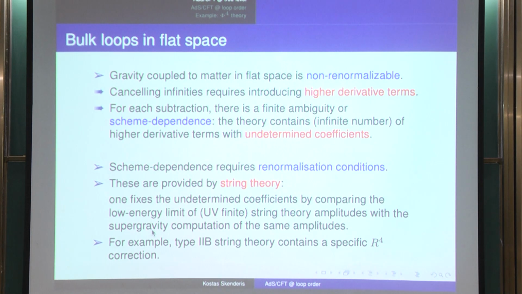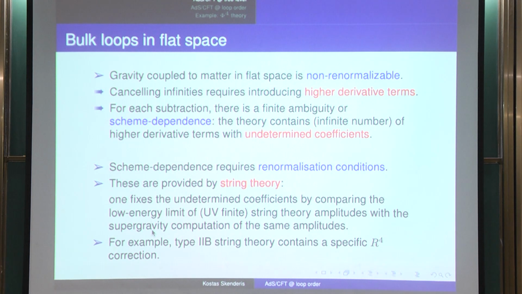And in renormalizable theories, you need a finite number of renormalization conditions. Then this fixes the arbitrary constants, this scheme dependence, and any other observable is now completely fixed. And you can compare with experiment or make predictions. Now, if you do gravity with no other input, that would require an infinite number of measurements, and then the theory is not predictive.